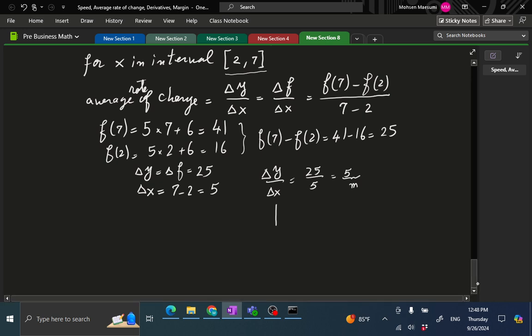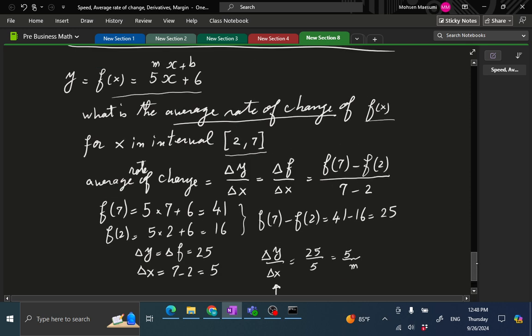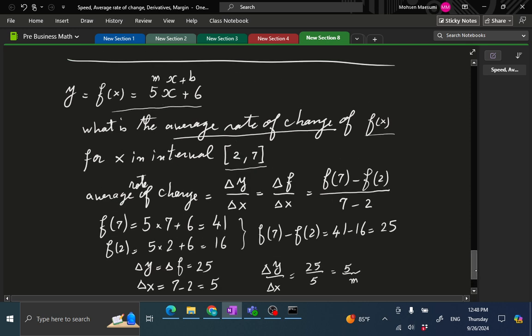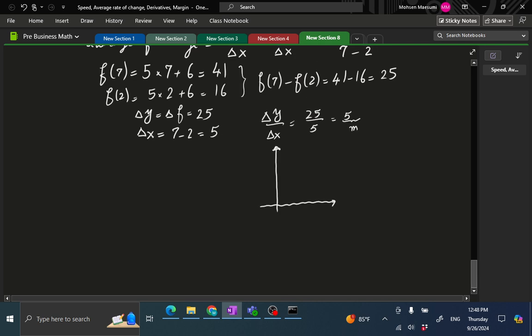So let's go ahead and do a quick graphing. I'm not going to graph to scale, just quickly indicate. So we have some linear function, y is equal to 5x plus 6. So it looks like this. Again, I'm not drawing to scale, just so that we are quick here. So at beginning, we are at the point 2. At the end, we are at, say, some point 7. At 2, we are at the height 16. And at 7, we were at 41.